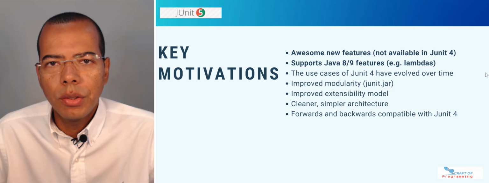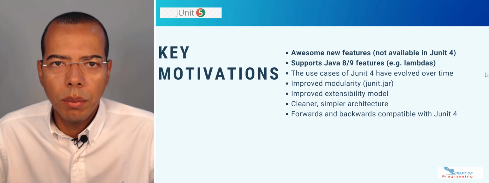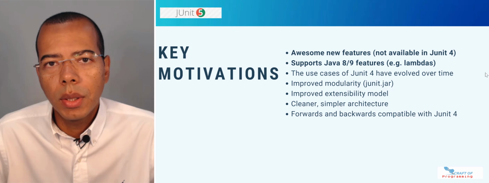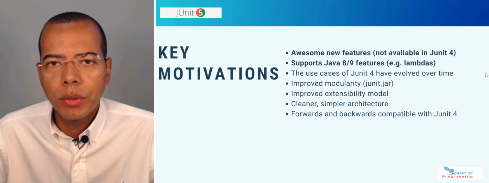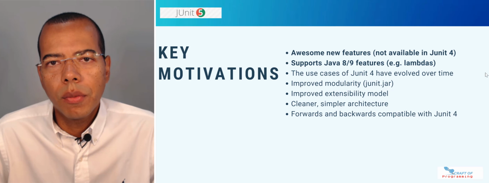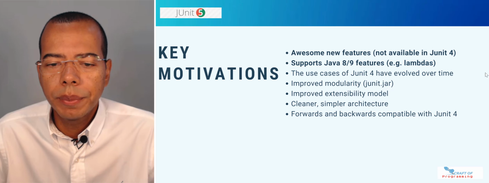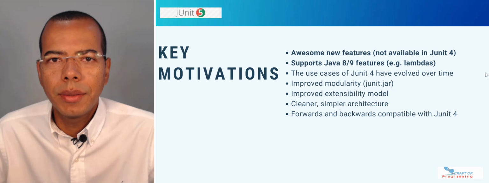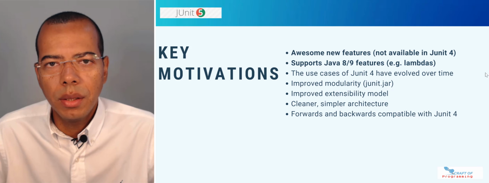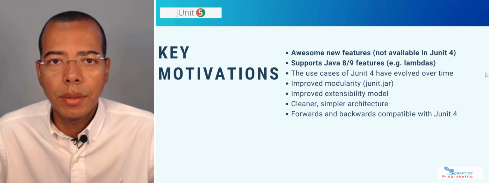Also, there are some improvements in modularity, particularly in the way JUnit 5 handles dependencies. There is a new extensibility model, which effectively replaces the rules and runners of the JUnit 4 extension model, which we're going to cover, as well as a cleaner and simpler architecture. Perhaps if you're just writing tests, you're not really concerned about architecture, but for people that build tools or IDEs, this is really a concern, and something they pay attention to and value.